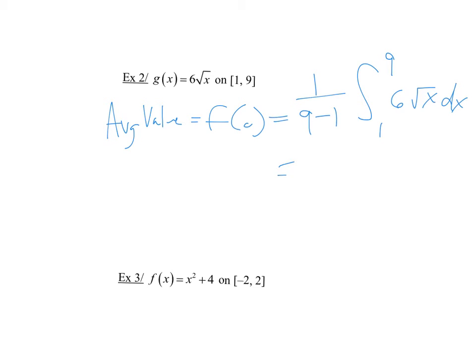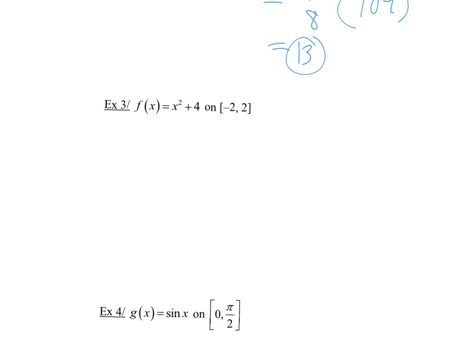And so this is going to equal, well, 9 minus 1 is 8, and the integral from 1 to 9 of 6 times the square root of x is going to equal 104. And so 104 times 1/8, or divided by 8, is going to equal 13. 13 is the average value of that function over that interval. Okay, so let's do one with negative exponent, or negative limits.